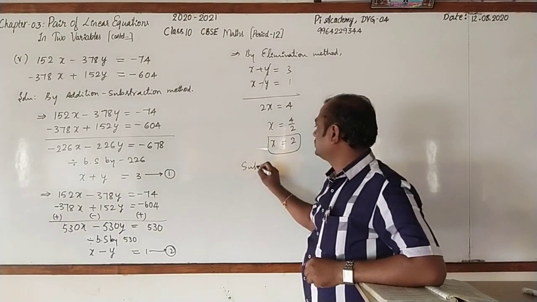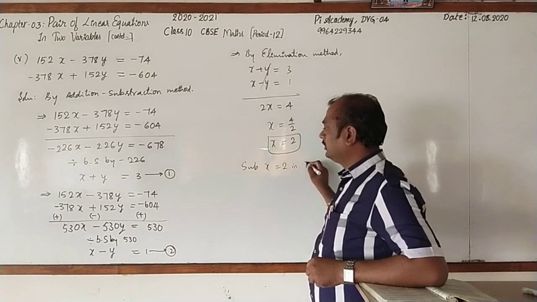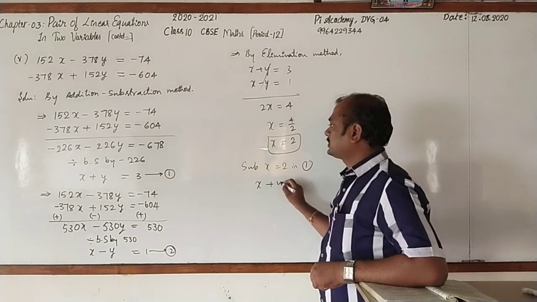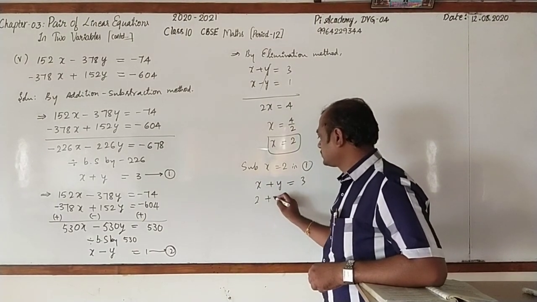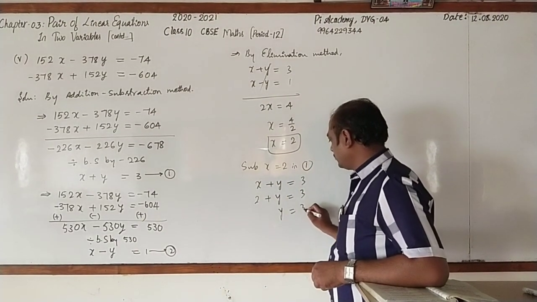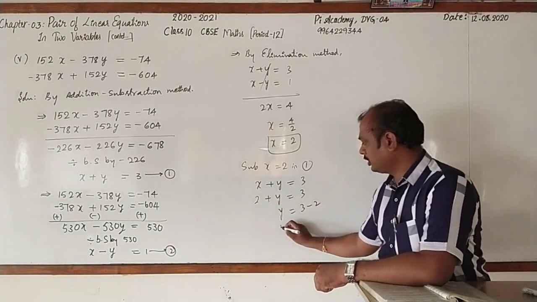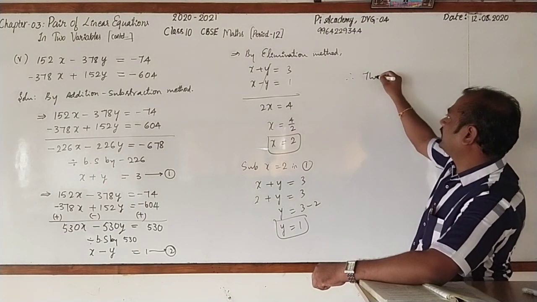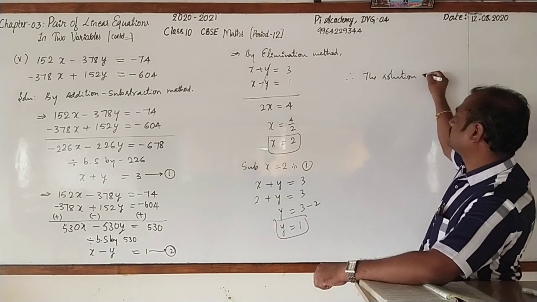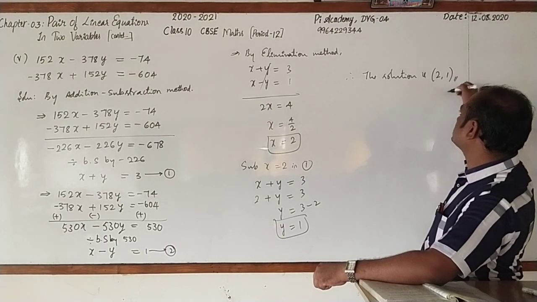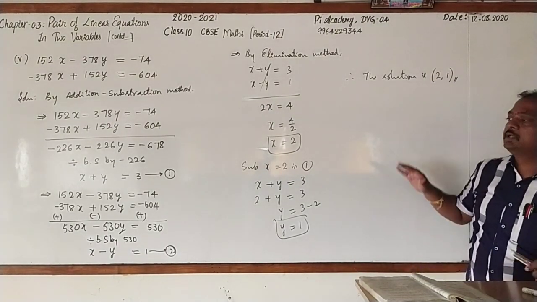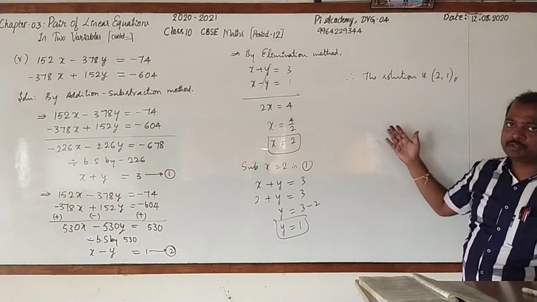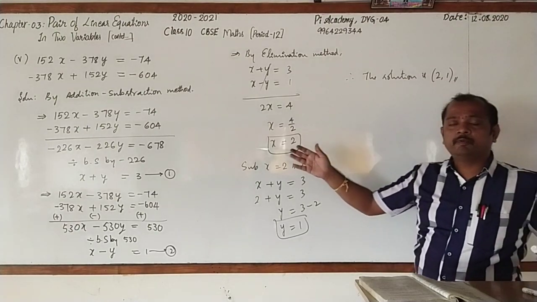Now substitute x equal to 2 in any one of the two equations. I will go for the first one. The first equation is x plus y is equal to 3, x is 2, so y is equal to 3 minus 2. How much is it? This is 1. Then what is the conclusion? Therefore, the solution is x is 2, y is 1. Understood? Please go for copying. Mostly you might have written along with me. If so, we will move on to the next question.